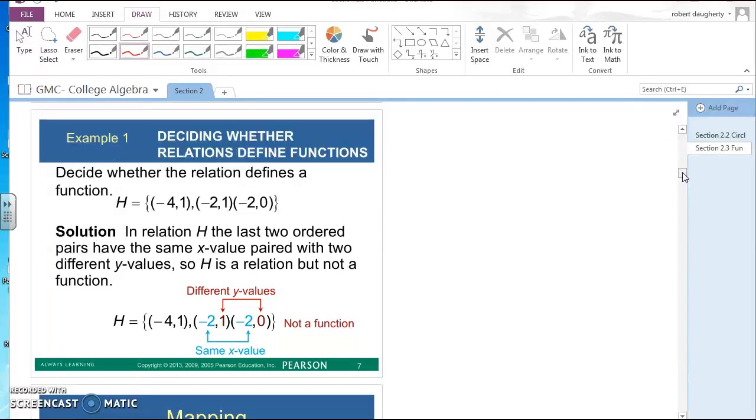Let's look at this one, which is h. If I look at my x values, I've got -4, -2, and -2. I see repeated x values getting different y values. So h is not a function.